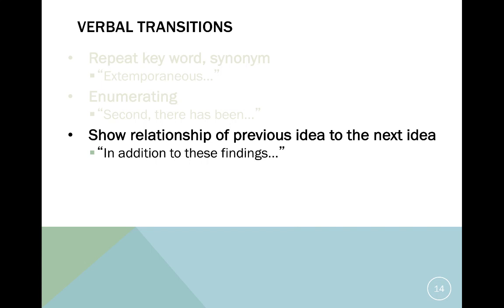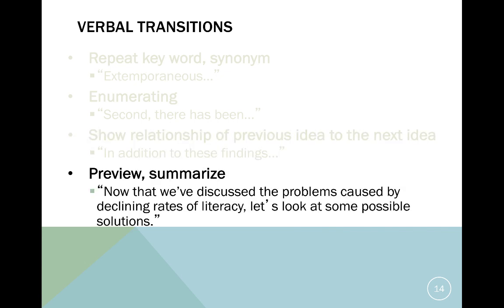So you can say, so how did we address those aims? Boom, and you're showing the relationship of the previous idea to the next, and you go into your methods section. Or you're finishing up your methods section and you say something like, so now that we've done this, what did we find? And that lets me know that you're transitioning to your results section. Previewing and summarizing can be helpful. Now that we've discussed the problems caused by declining rates of literacy, let's look at some possible solutions.